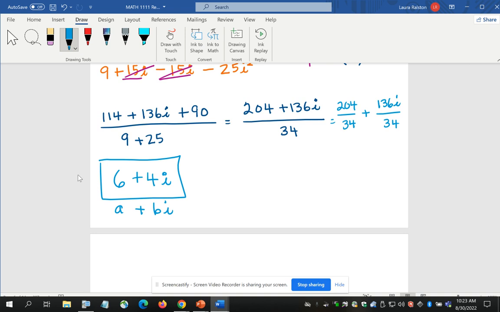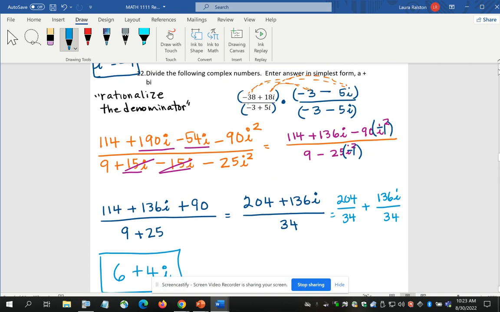Now, it takes a lot of steps to get there. Using the colors might be helpful to you. Okay, writing down all of the steps. I've tried not to leave any of the steps out. But when you're dividing complex numbers, it's like you're rationalizing the denominator to remove the i from the denominator.